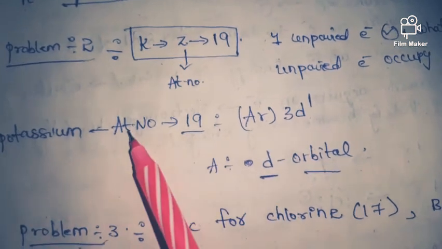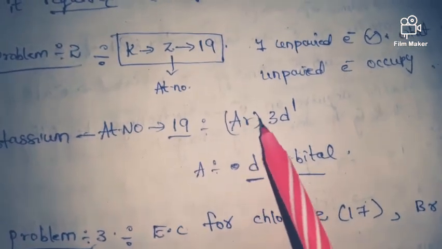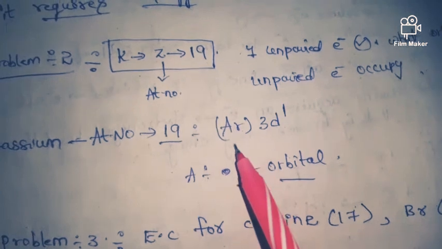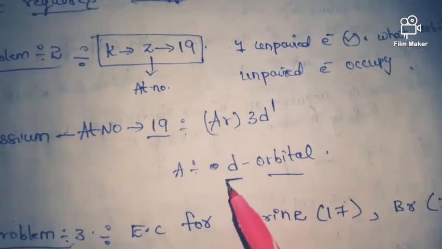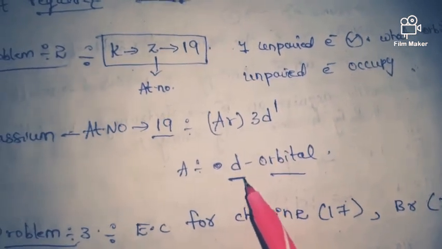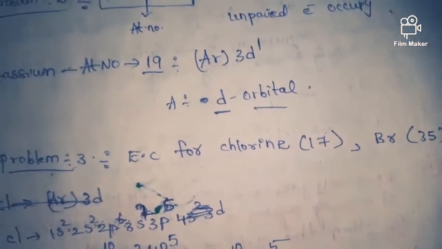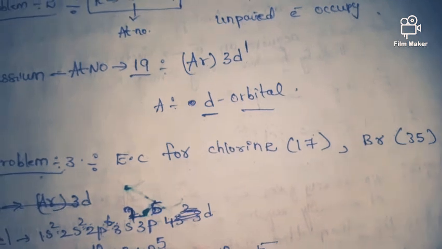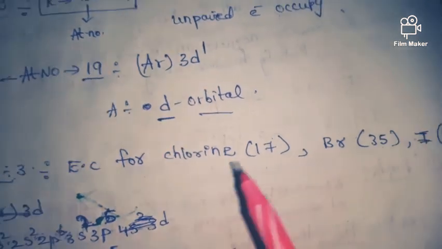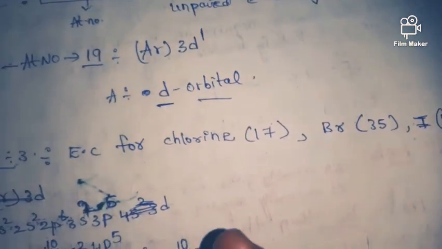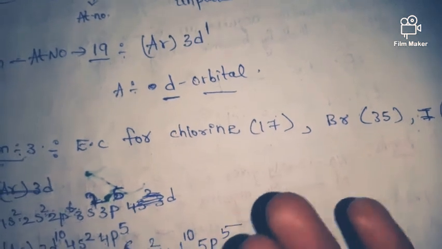We know the atomic number of potassium is 19. The atomic number of argon is 18, so the configuration is argon 3d1. Here one unpaired electron occupies the d orbital. That's it. Next, this is actually not a problem, friends. They just asked us to write the electronic configurations for chlorine, bromine and iodine. So they asked us to write the electronic configuration for the halogens, friends.